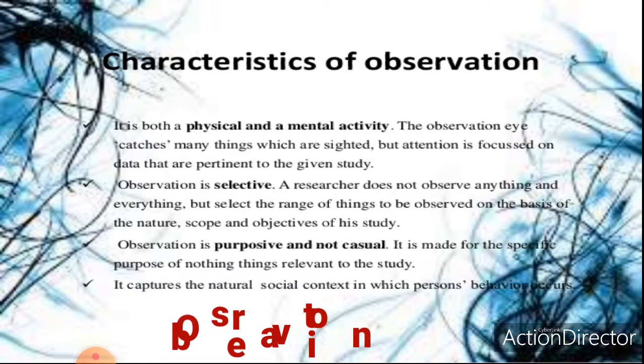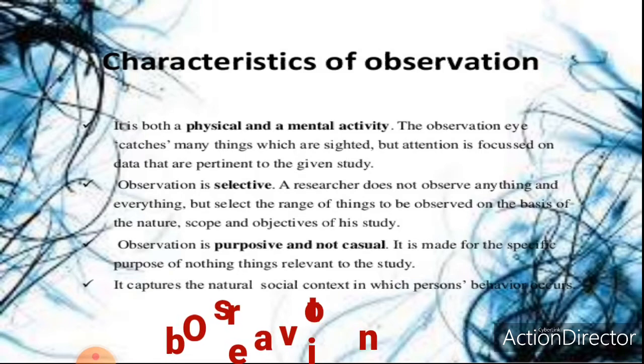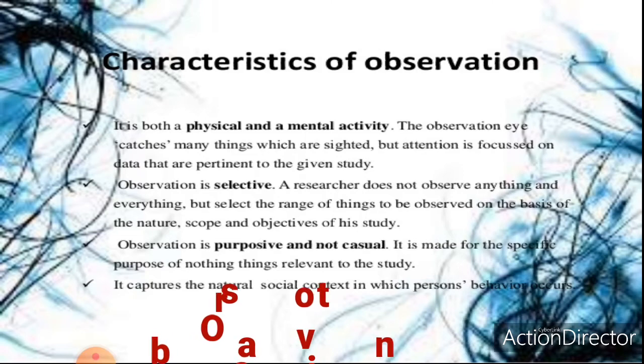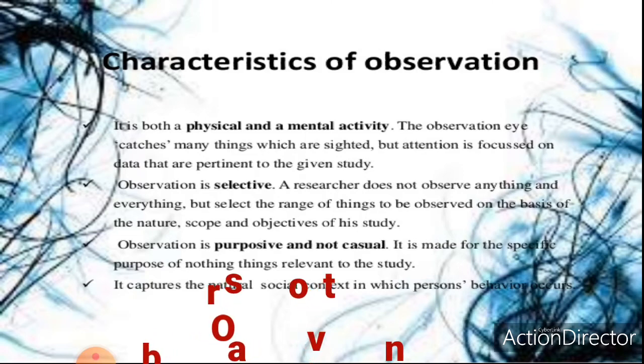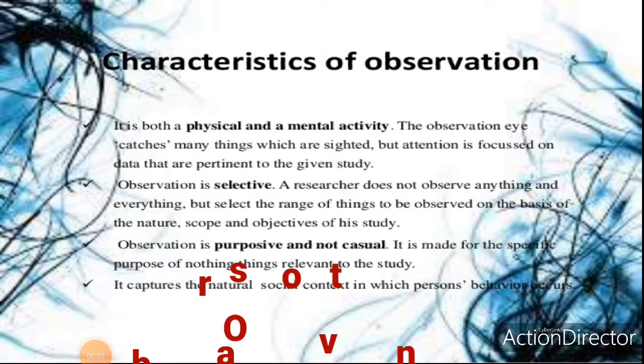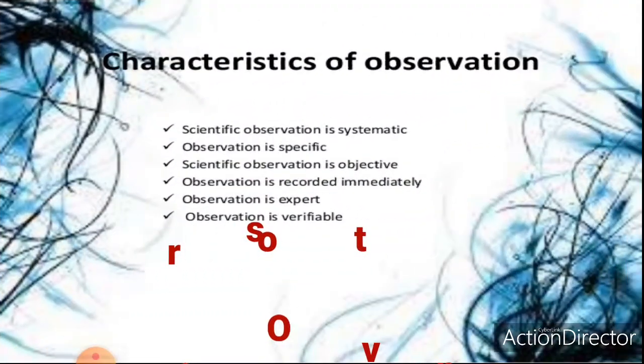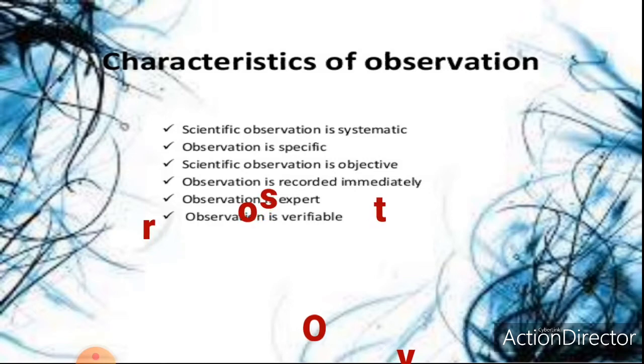Now, next feature is observation is purposive and not casual. As I already told you, in research, behind every observation, there is a purpose. Next is observation captures the natural social context in which a person's behavior occurs. Now the next features or characteristics are observation is systematic, observation is specific, observation is objective oriented, observation is recorded immediately, observation requires expert skill, observation is verifiable.